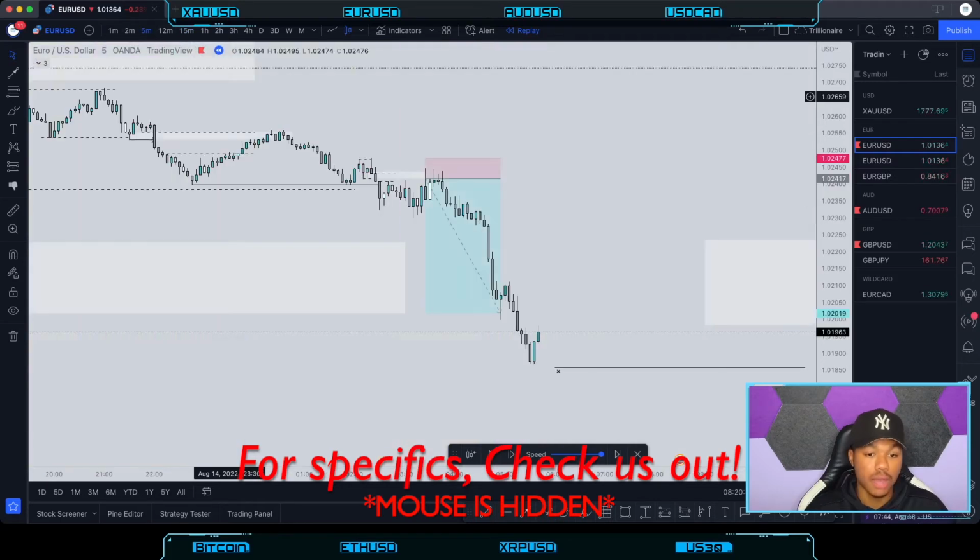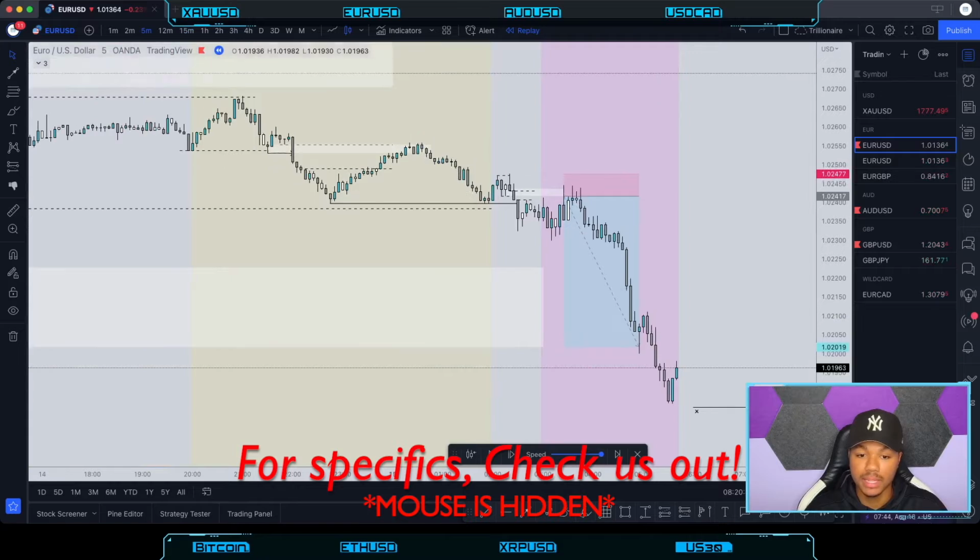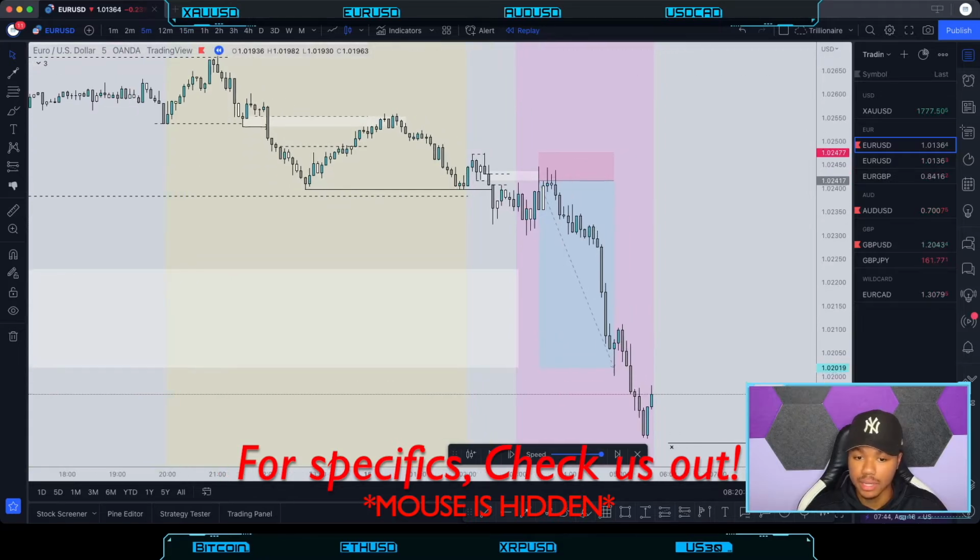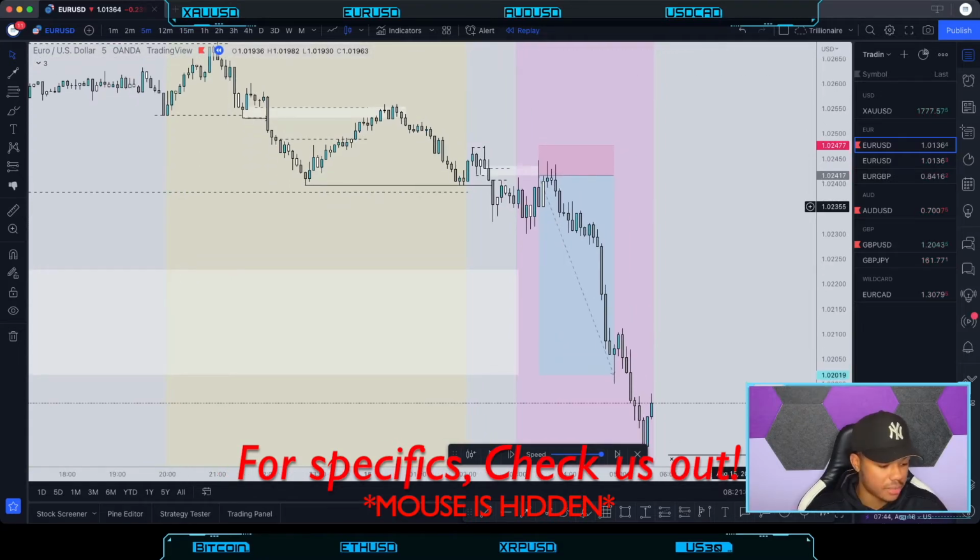So I was on the M5 time frame mainly because the M5 provides me enough information to where I can really break down the session. However, I don't take risk entries on the M15. The M15 is what I use to find my macro time frame points of interest, if I'm day trading. So because of that, if I'm just going to take straight up risk entries, then I'll be on the M5 time frame or the M1 time frame.